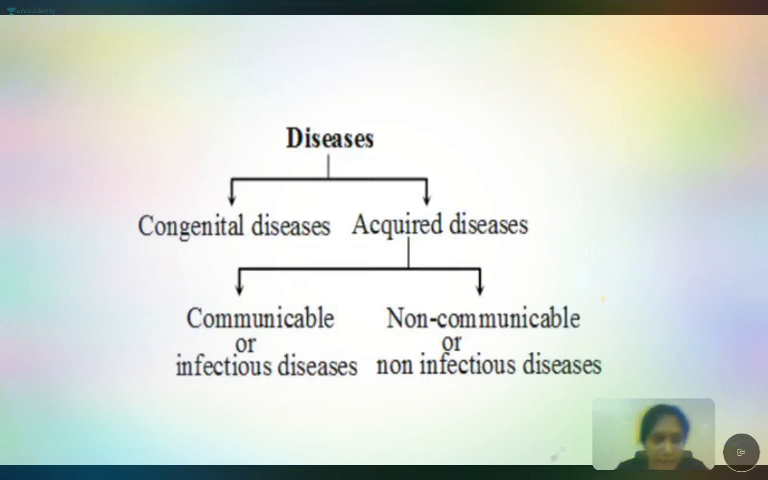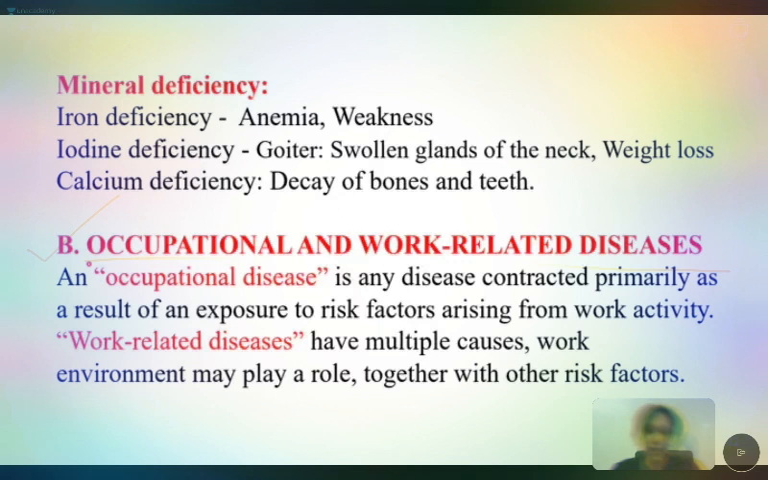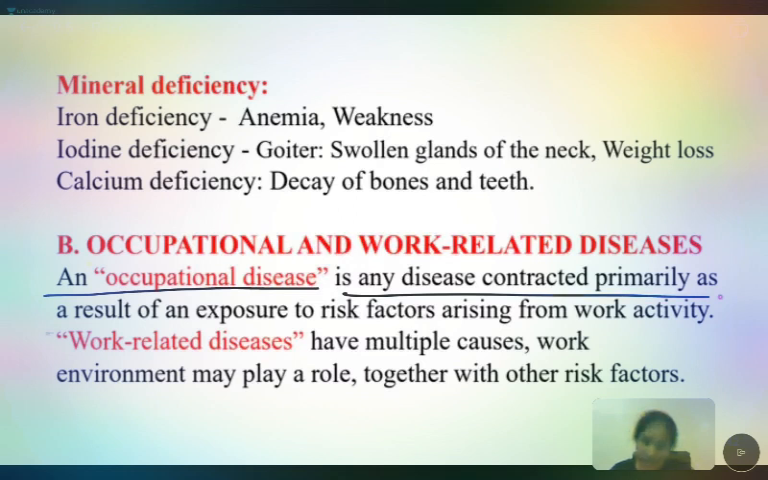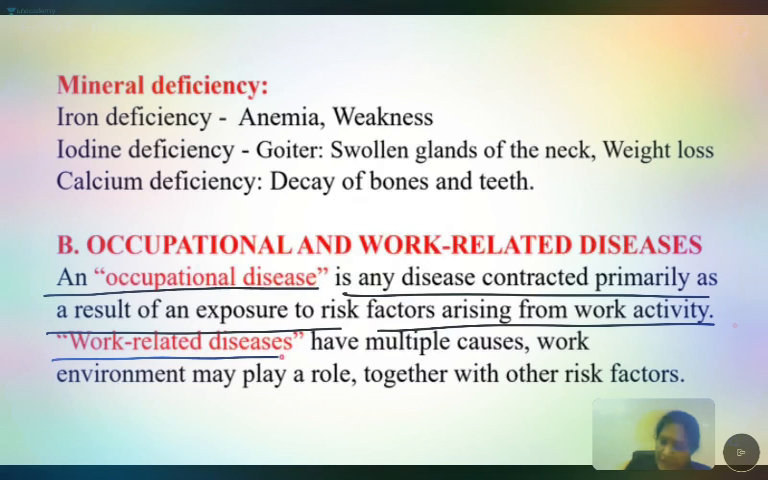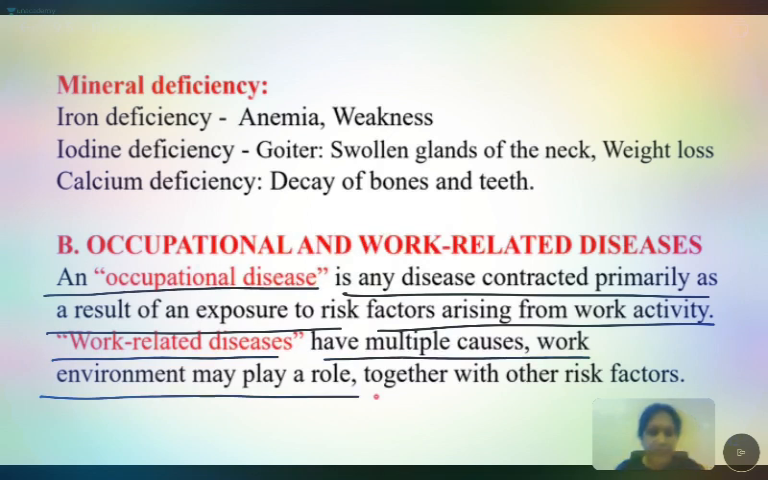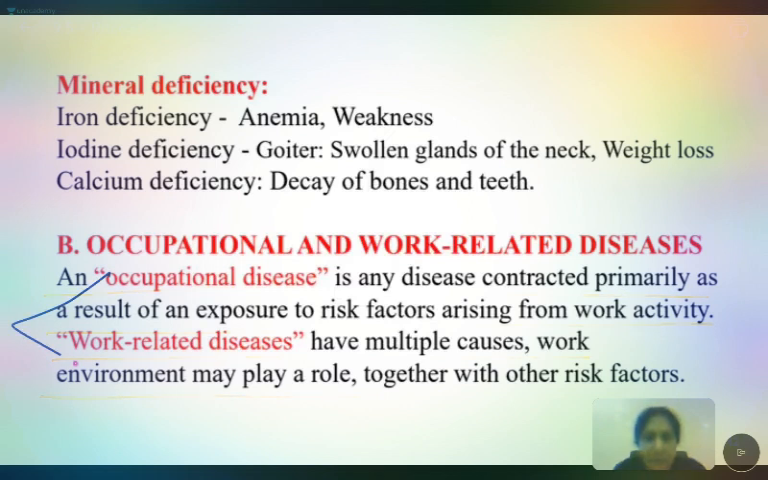So, occupational or work-related diseases. Now listen carefully, complete focus here. Occupational disease is any disease contracted primarily as a result of exposure to risk factors arising from the work activity. Work-related diseases have multiple causes, and the work environment plays a role. What I'm trying to explain here is that there is a difference between occupational diseases and work-related diseases. I'll give you a small example. Due to stress, if somebody got a heart problem or high BP, is it work-related or occupational?